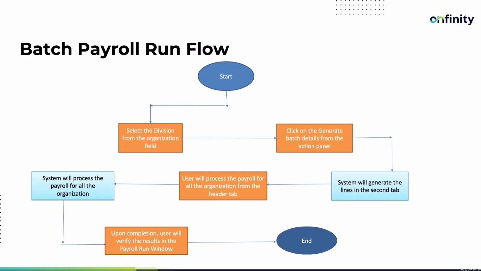So here we have a flow for the batch payroll process. The payroll admin starts by selecting the division from the organization field, and then clicks on Generate Batch Details from the Action panel. The system will then generate lines in the second tab, listing the organizations within that division. The user will then process the payroll for all those organizations from the header tab. The system will process the payroll for every organization listed in that division in the background. Upon completion, the user will verify the results in the payroll run window, and here this process for generating the batch ends.